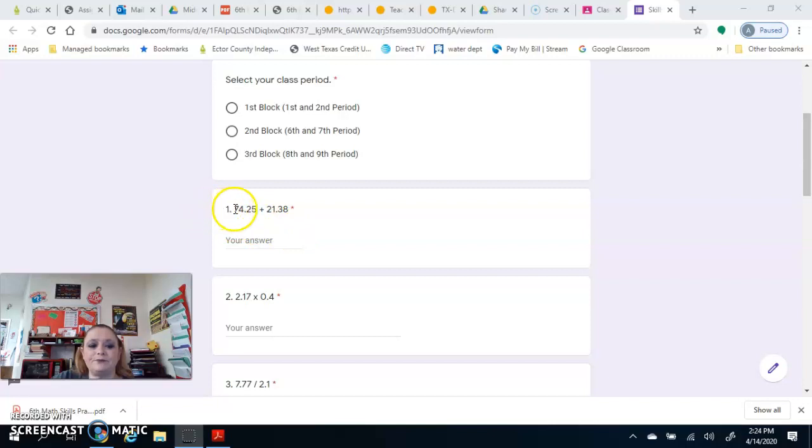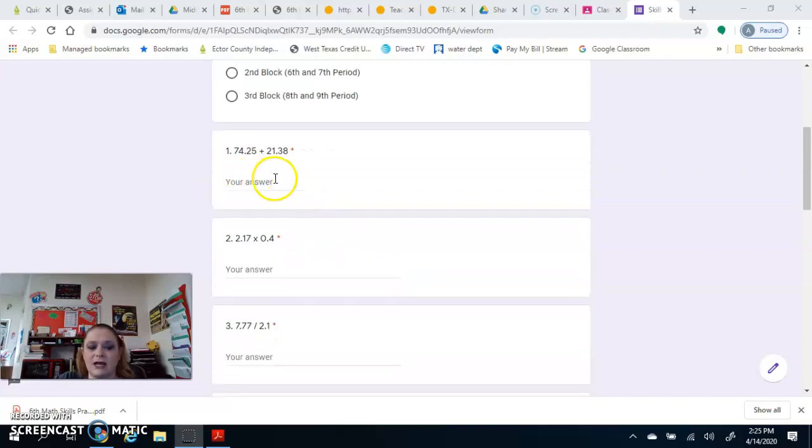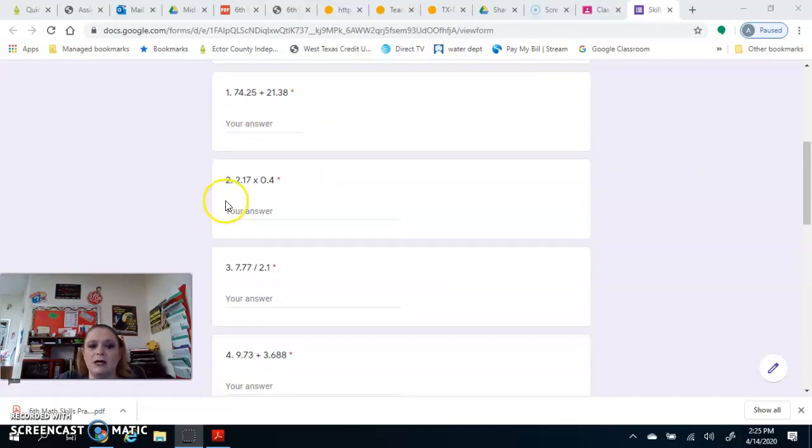After that, remember, when you're adding, you're going to line up your decimals. So on a clean sheet of paper, you're going to work each one of these out. So you'll put number 1, you'll write them and rewrite them where you line up your decimals and work it out. Show your work neatly and put your name on your scratch sheet of paper so that you can submit it along with this. Okay, and then you'll type in your answer on here.